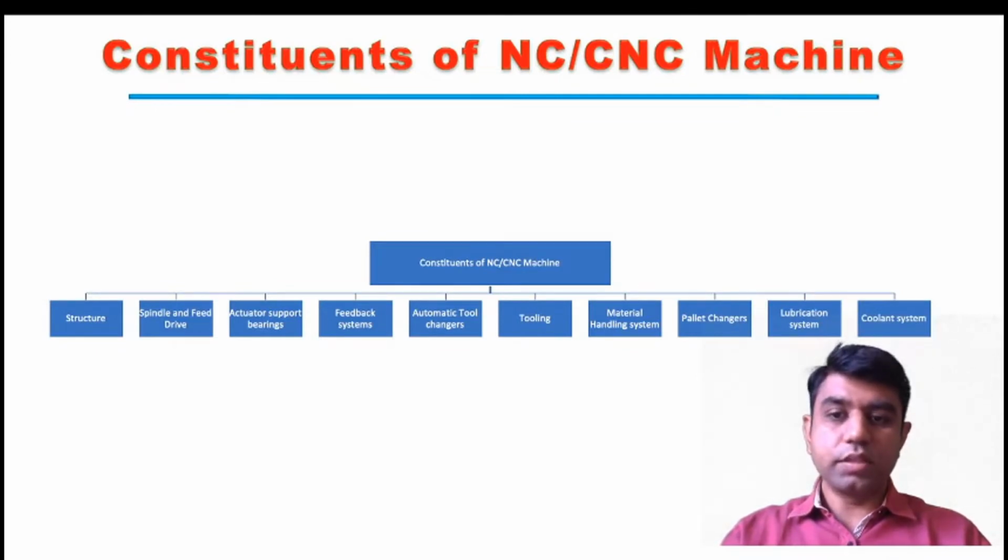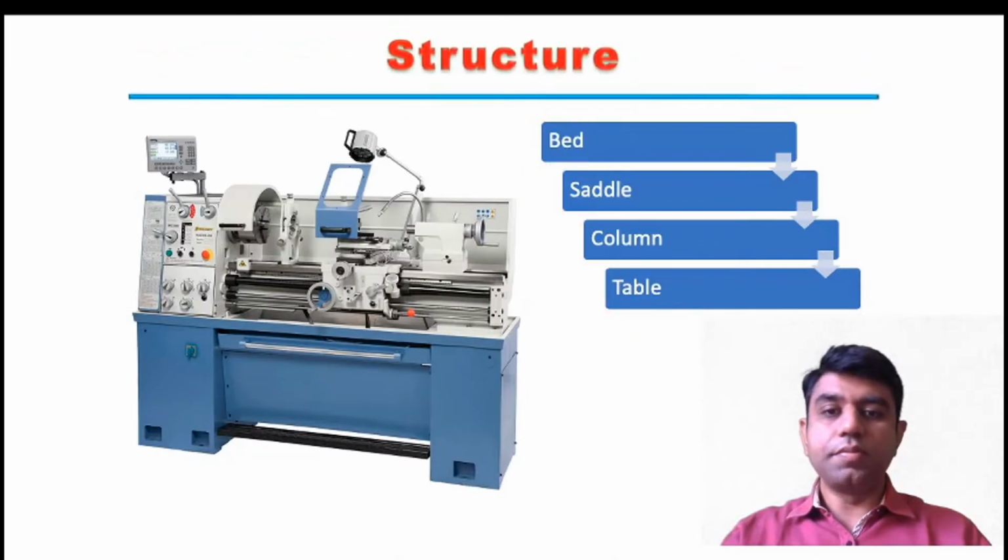Basically it has structure, spindle and feed drives, the actuator, support bearing, feedback devices, automatic tool changers, tooling, material handling devices, pallet changer devices, lubrication system and the coolant system. So let's begin with the first part, that is the structure of the machine. Talking about the structure of any CNC machine, it will have 4 basic elements.